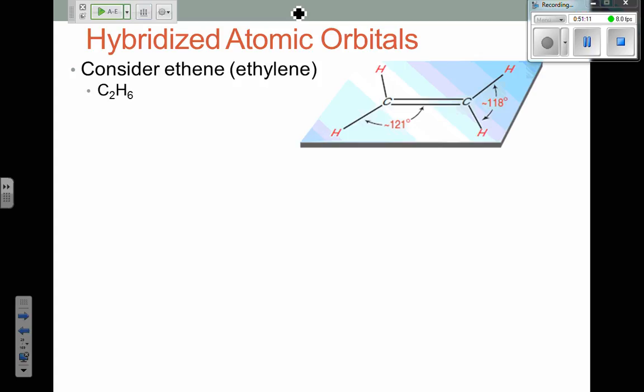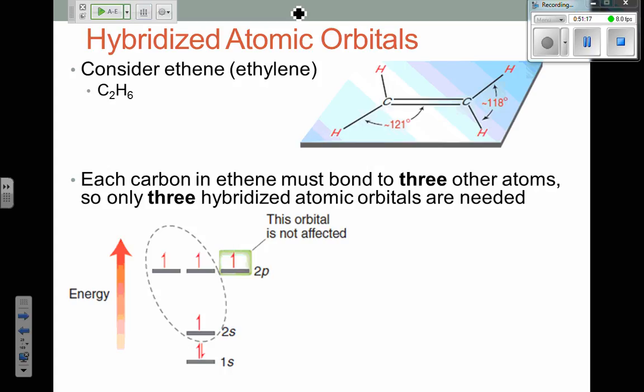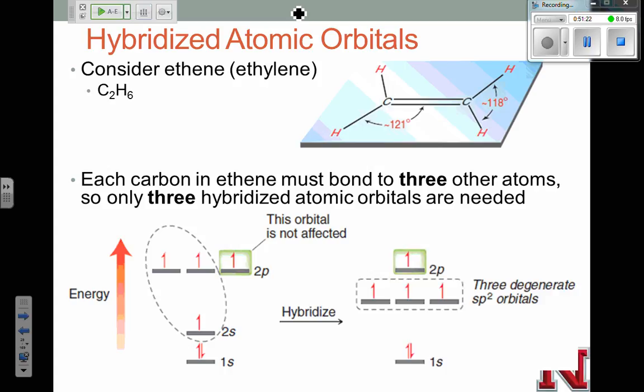Now I've talked about this carbon. This carbon also has 3 hybridized sigma bonds. But let's just focus on one carbon. So how does that look? Well, now we're just going to mix our S with 2 of our P's. And that's our sp2 orbitals. And now we have 3 degenerate sp2 orbitals and 1 unhybridized p orbital. And what's going to form our sigma bond? These. What's going to form our pi bond? This guy.